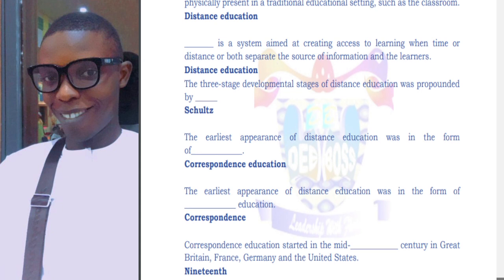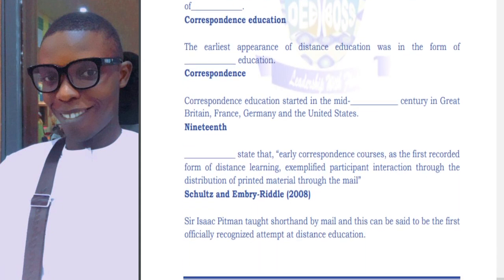Okay, so correspondence education started in the mid 19th century. Okay, yes, in Great Britain, France, Germany, and United States. So these were the countries that started it.